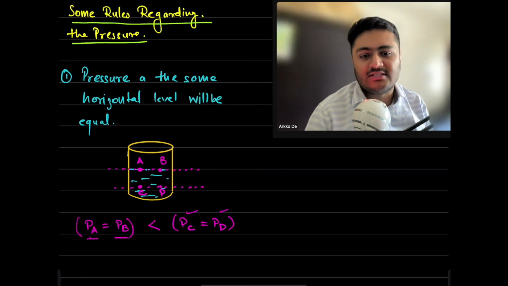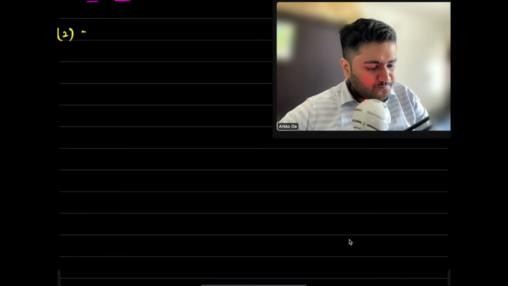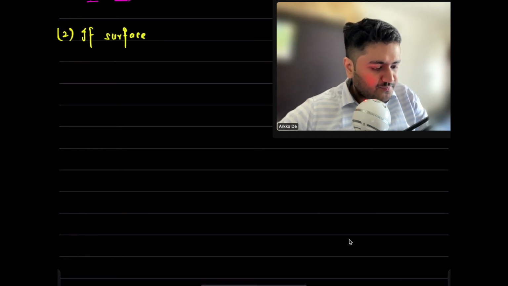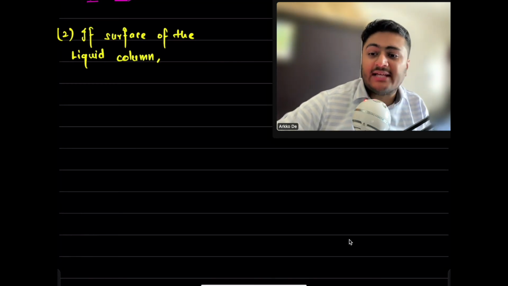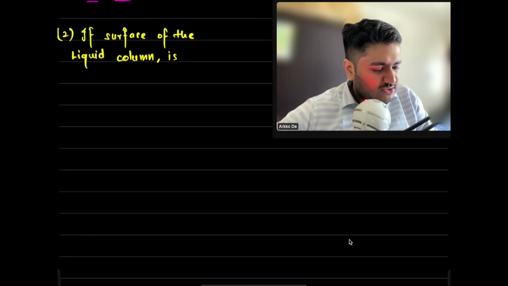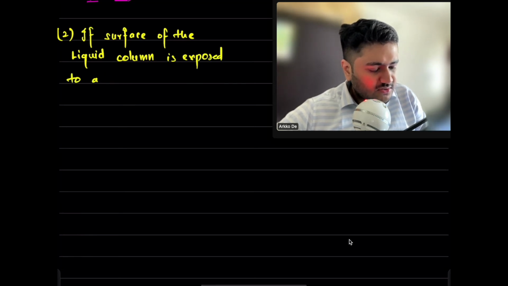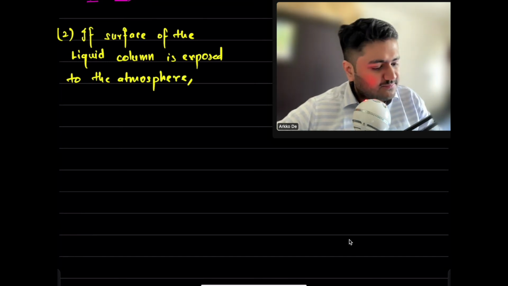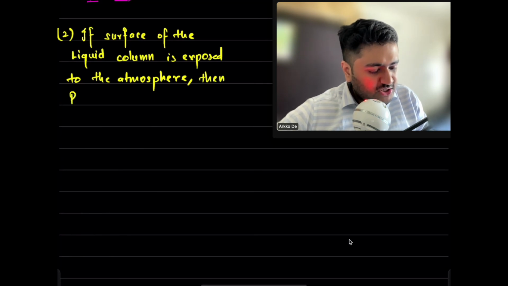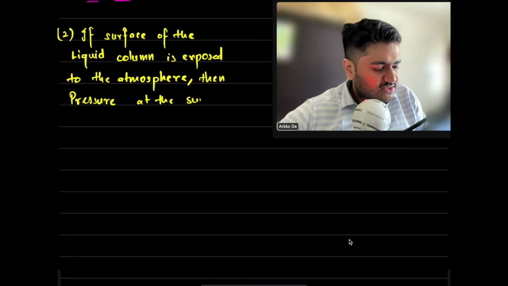Okay, this is the first rule that you need to understand, which is, if the surface of the liquid column is in any way exposed to the atmosphere, then I will write that the pressure along the surface, or at the surface, will be equal to the atmospheric pressure.